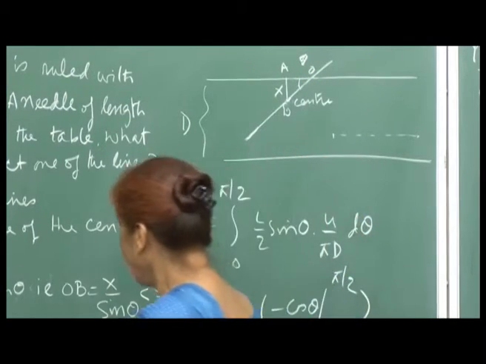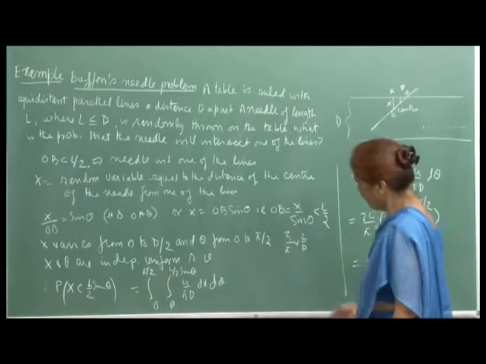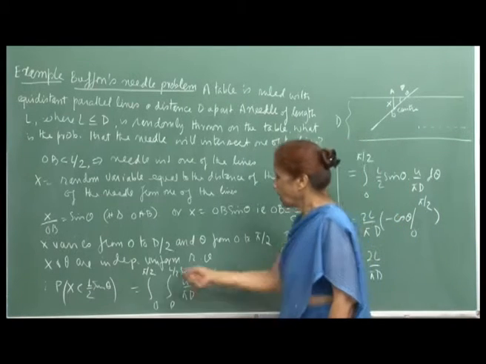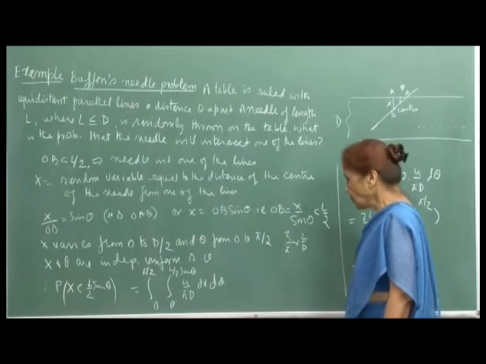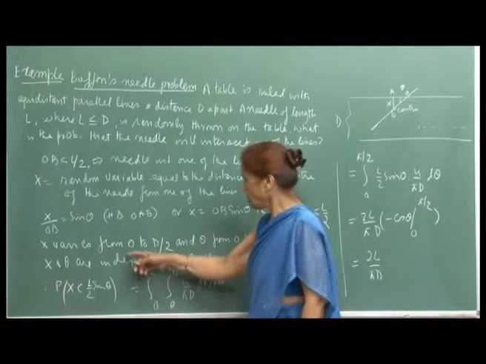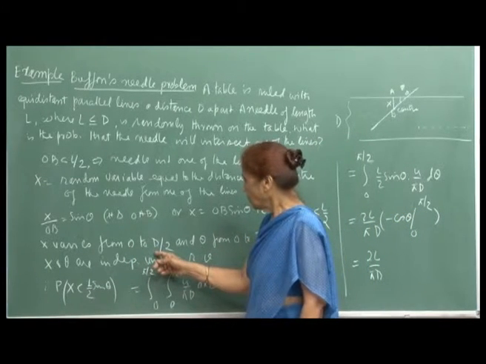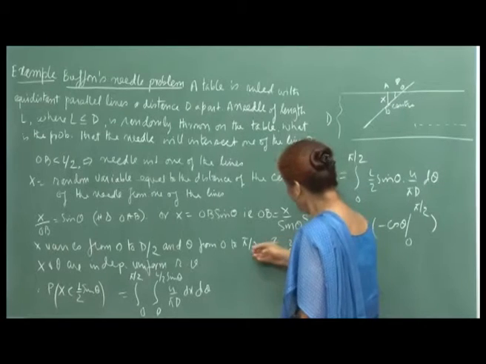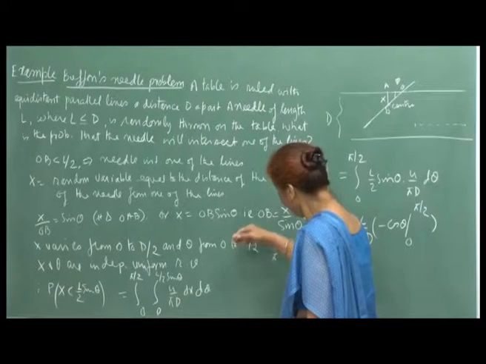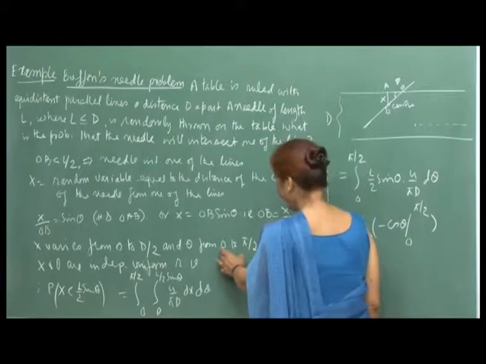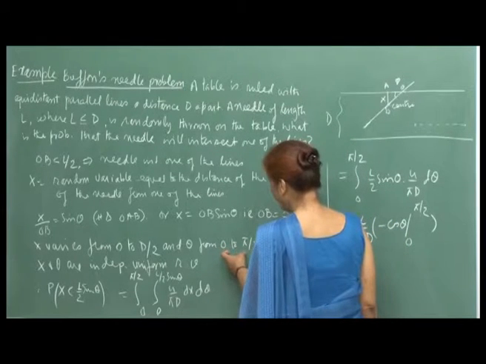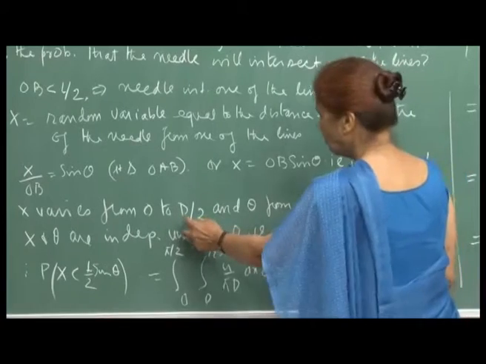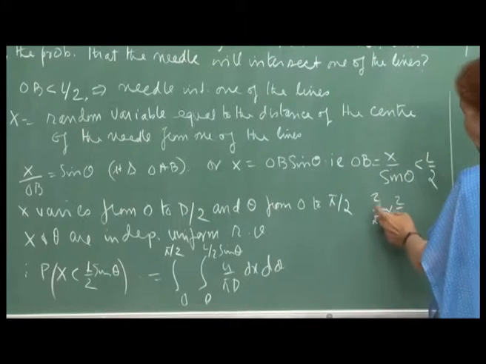These are the ranges for the two, and of course, since any position is equally likely, we will say that both random variables x and theta are uniformly distributed. So x is uniformly distributed in the interval 0 to d by 2, and theta is uniformly distributed from 0 to pi by 2. The PDF for a uniform random variable is 1 upon the length of the interval in which it is defined. So here it is 2 by pi, and here it is 2 by d. So this is the joint PDF, that is 4 upon pi d.